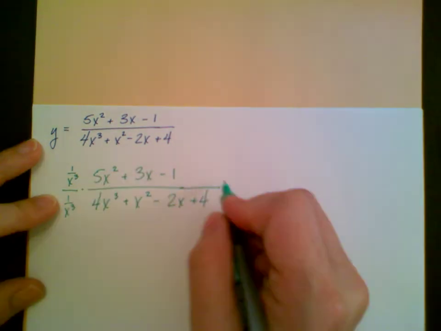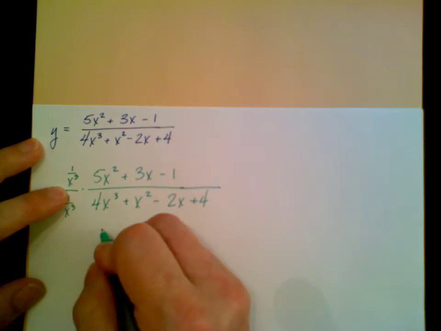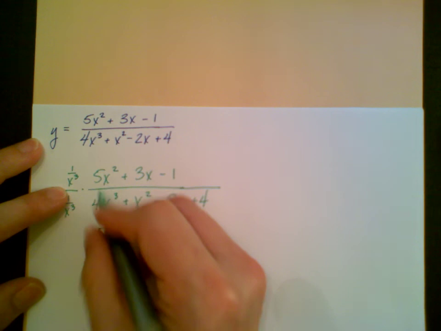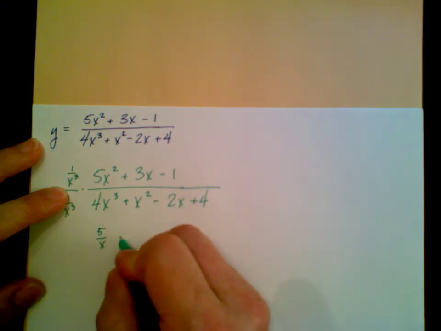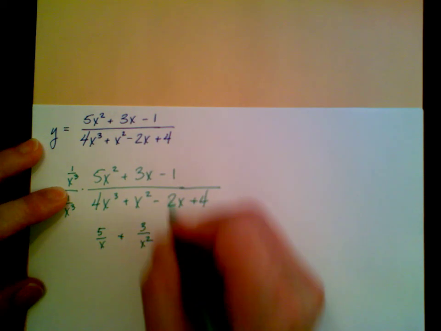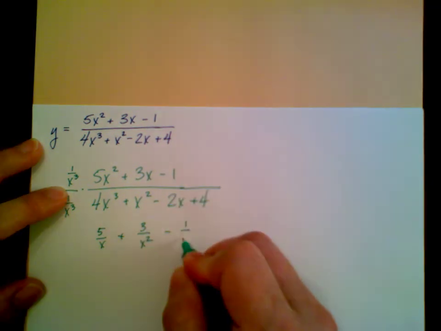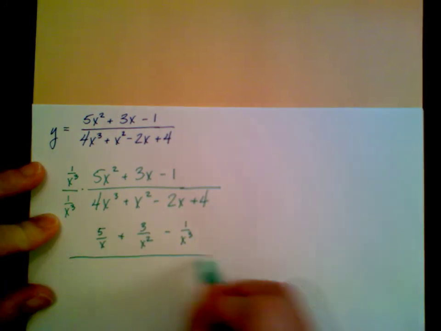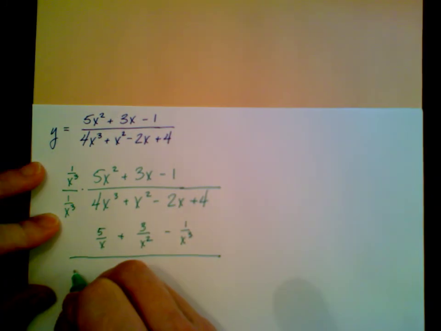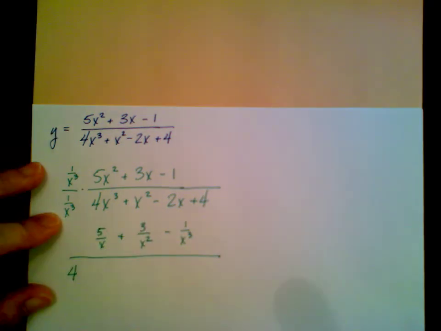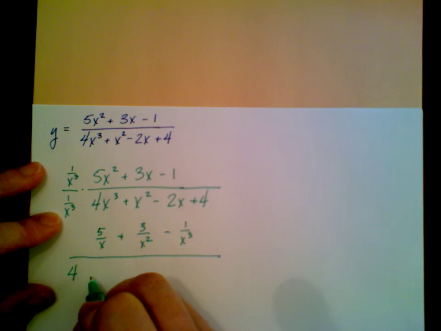So when I distribute this, I will get 5 over x, because 5x squared over x cubed reduces to 5 over x, plus 3 over x squared minus 1 over x cubed. Now when I distribute on the bottom, I will get 4x cubed over x cubed. The x cubes will cancel and just leave me with 4.